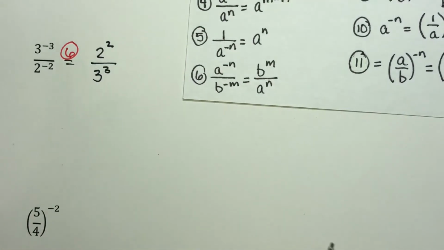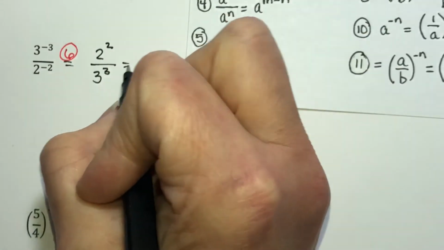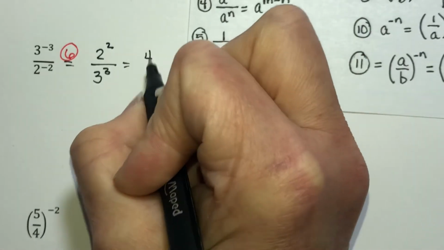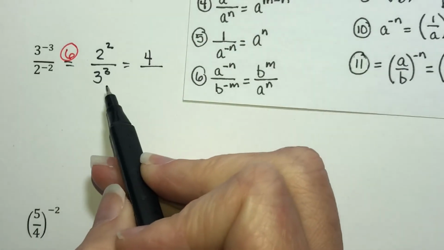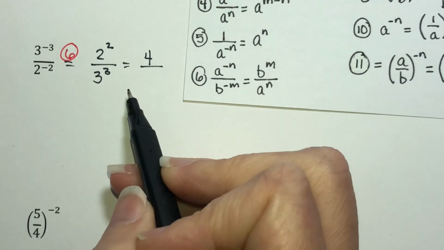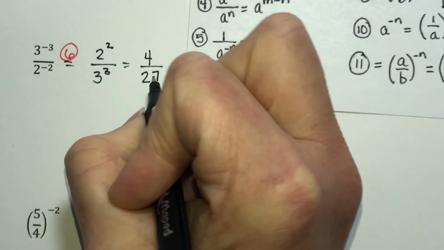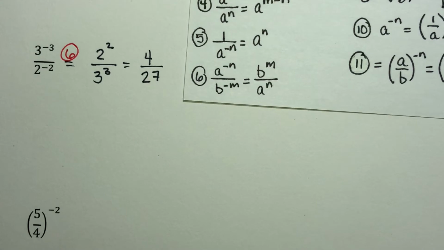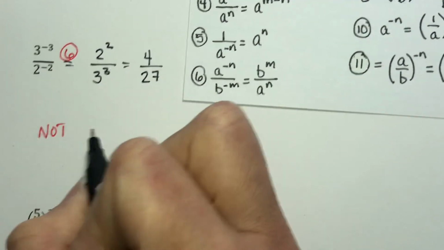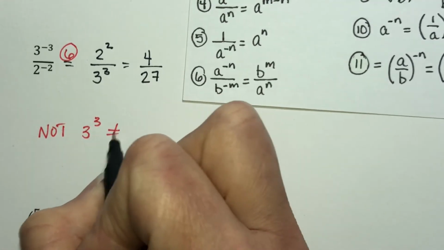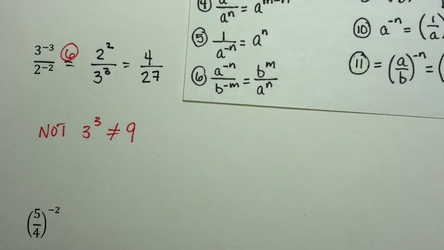Now, this one is one that they might want you to multiply out because you can generally do these in your head. This means 2 times 2, so that's 4. This is 3 times 3, which is 9, times 3 again is 27. 4 over 27 is the answer that they would be looking for. Common mistake. 3 to the third power does not equal 9. Just a very common mistake. Everybody knows better than to do that, but we do it anyway. And I'm including myself in that. Okay?